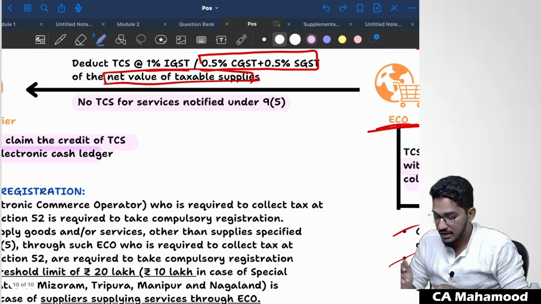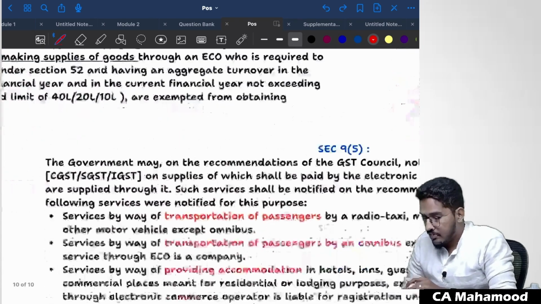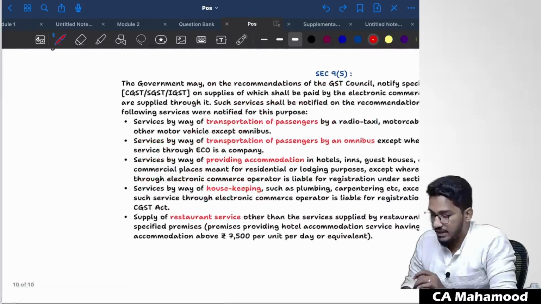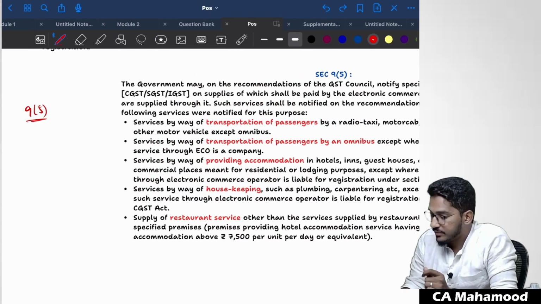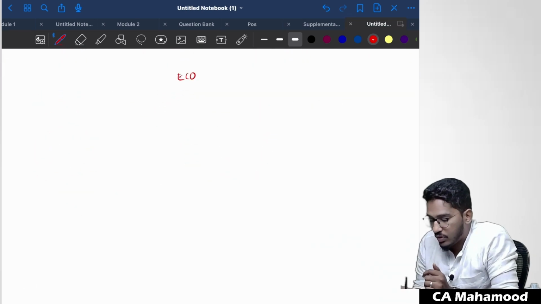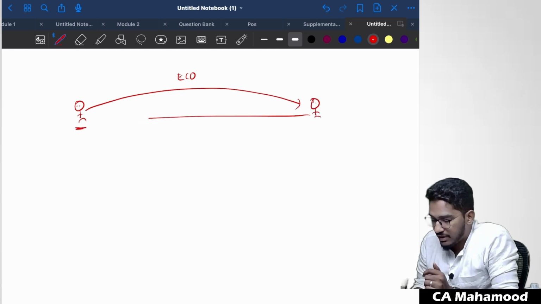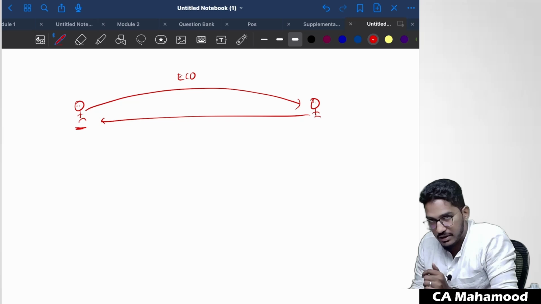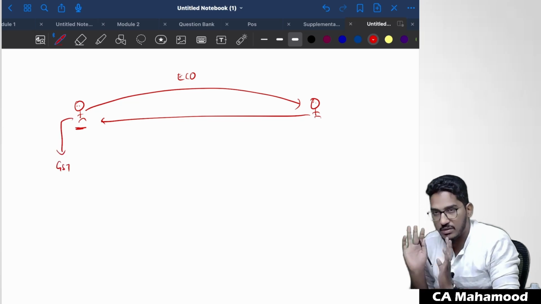Electronic cash ledger. Now here we have to understand one more important provision, section 9 subsection 5 of the CGST Act. So what is this 9 subsection 5 of the CGST Act? It says that, see, generally in the e-commerce operator, what will happen is the supplier will supply the goods or services to the recipient, and the supplier will receive the amount of GST from the recipient only, and this supplier is required to pay that GST amount to the government.